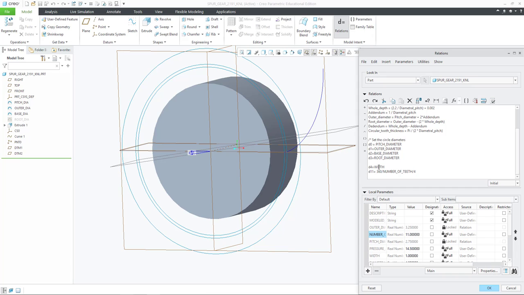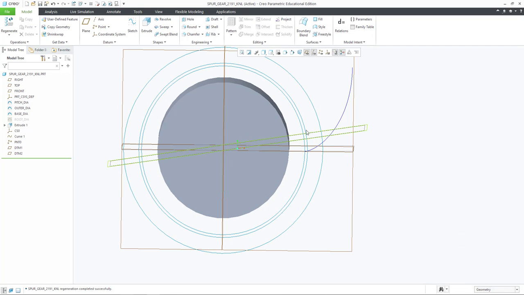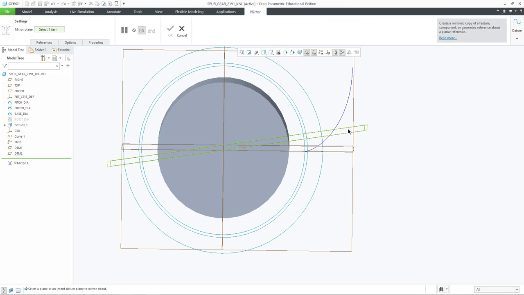divided by 4. So that means that for each tooth, there's actually a tooth and a gap. So that gap has one half the tooth, the second half the tooth, one half the gap, and the second half the gap. So 360 divided by the number of teeth divided by 4. Control G regenerates, and we'll mirror the curve over that plane.